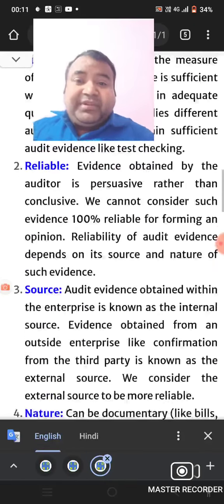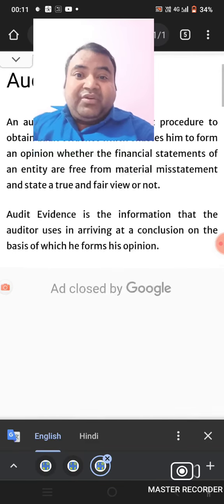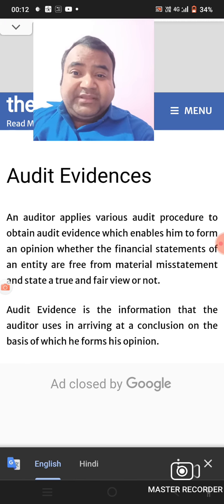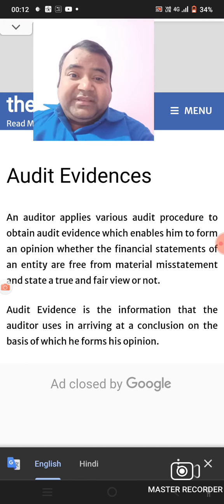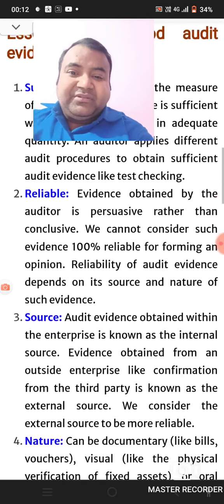So that's all for today. We have already gone through this topic, and I hope you understood exactly what audit evidence is, and we have gone through the essentials of good audit evidence also.